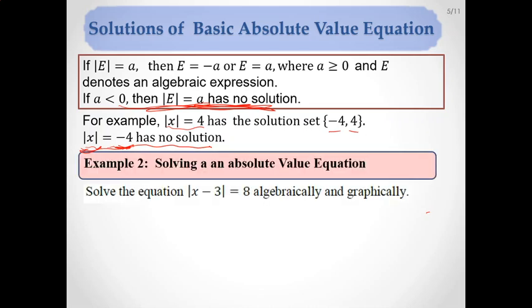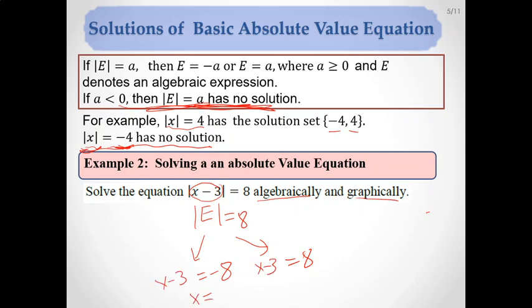Now, solve the equation, the absolute value of x minus 3 equal to 8, algebraically and graphically. Algebraically, I think this is easy because here is the expression e, and e is equal to 8. So we have two cases: e equal to negative 8 or e equal to 8. What is e here? x minus 3. Then you solve both, and you get minus 5 here, and you get 11 here. So these are the two solutions algebraically.